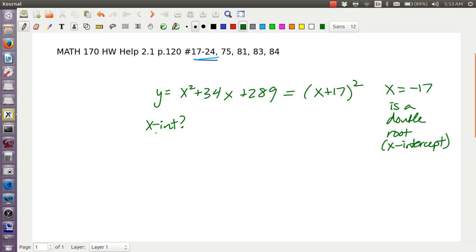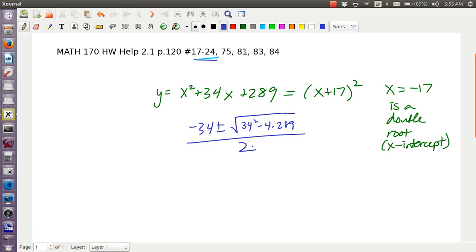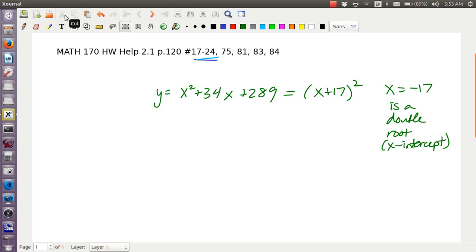Okay, so we took care of that problem. We got lucky. If we hadn't figured that out, we'd have to say -b plus or minus the square root of b squared minus 4ac all over 2a. And what a pain, because this whole thing under the root would end up being 0. And then you get -34 over 2. So it would work out anyway. But that would be what would happen if you didn't notice that 17 squared is 289. Which is okay if that happens.